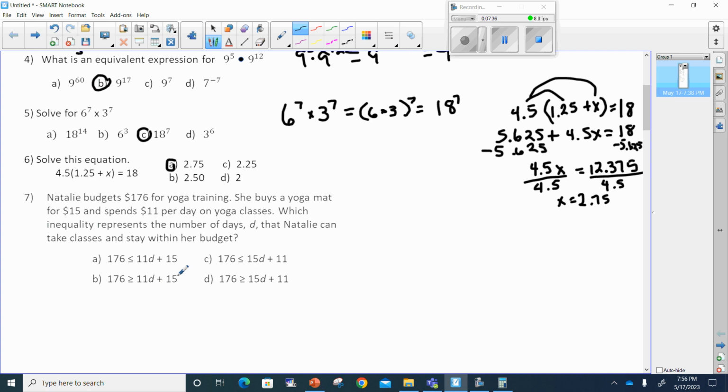We have 11d plus 15 here, but over here we have 15d plus 11. So we can cross these out right now because we know it's 11 dollars per yoga class. It's got to be 11d plus 15. It's one of these two.